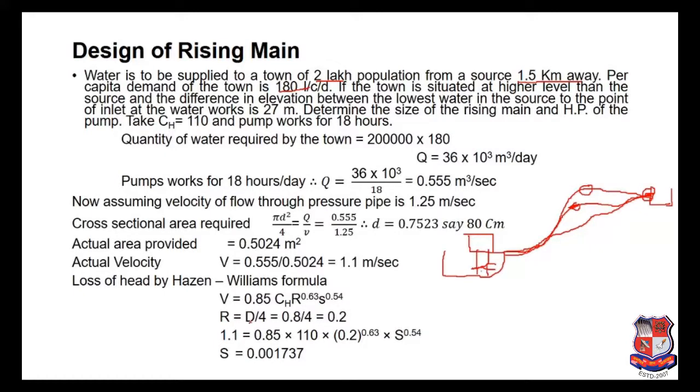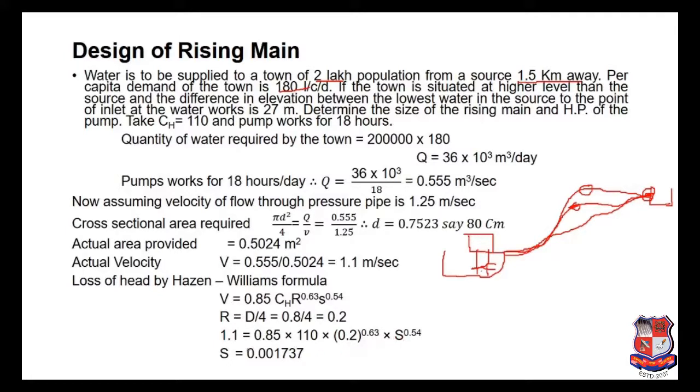For circular pipe or circular conduit, R will always be equal to D by 4. So D is 0.8 divided by 4, so R will be equal to 0.2, right? So if we put this figure in this equation, V is equal to 1.1 CH. This Hazen-Williams coefficient is given as 110. This depends on the roughness or smoothness of the pipe. R is 0.2 and this is S.